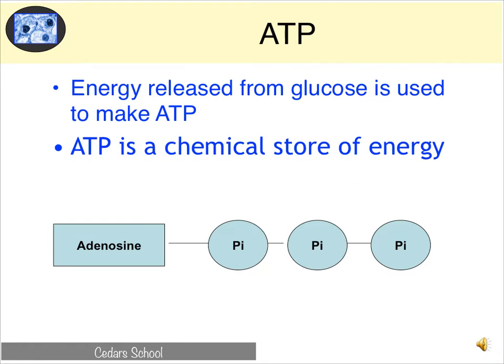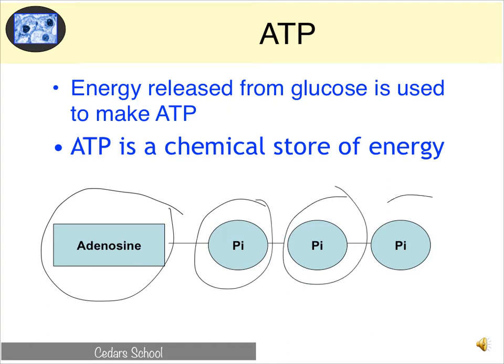You don't need to know this amount of detail, but it's just in order for you to be able to maybe understand why we call it a chemical store of energy. ATP, or adenosine triphosphate, is called that because it's got an adenosine molecule and it's got these three inorganic phosphate molecules. And what happens when glucose is broken down, the energy that's released is used to form this bond that is here between the second inorganic phosphate and this third one.